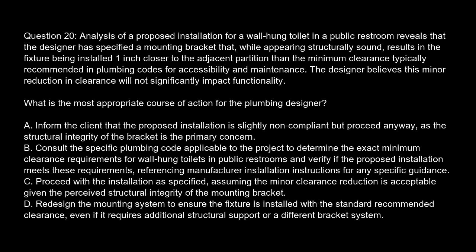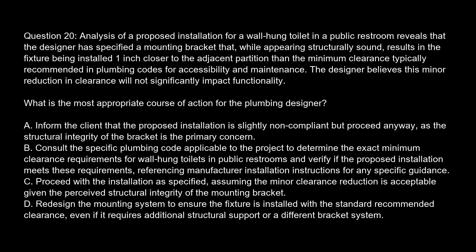Question 20. Analysis of a proposed installation for a wall-hung toilet in a public restroom reveals that the designer has specified a mounting bracket that, while appearing structurally sound, results in the fixture being installed 1 inch closer to the adjacent partition than the minimum clearance typically recommended in plumbing codes for accessibility and maintenance. The designer believes this minor reduction in clearance will not significantly impact functionality. What is the most appropriate course of action for the plumbing designer?